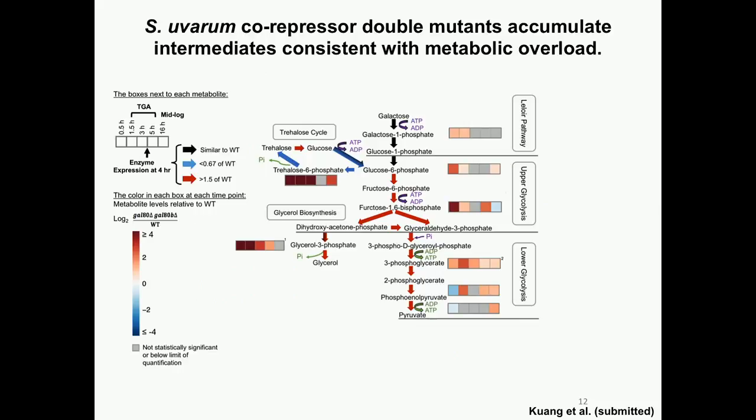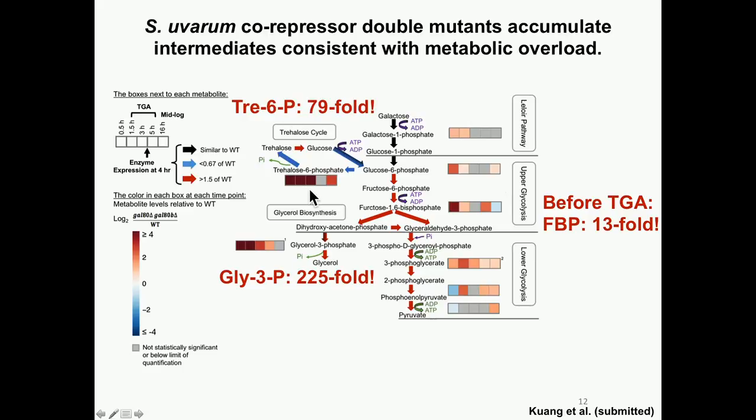So we did metabolomics by LC-MS with Josh Kuhn's lab, and what we see in our uvarum co-repression mutants is accumulation of metabolites, especially in upper glycolysis. We see a 13-fold increase in fructose bisphosphate, and in particular trehalose 6-phosphate and glycerol 3-phosphate accumulating a whopping 80 to 225-fold. And so these networks are really stressed out and trying to deal with too much flux going through too quickly.